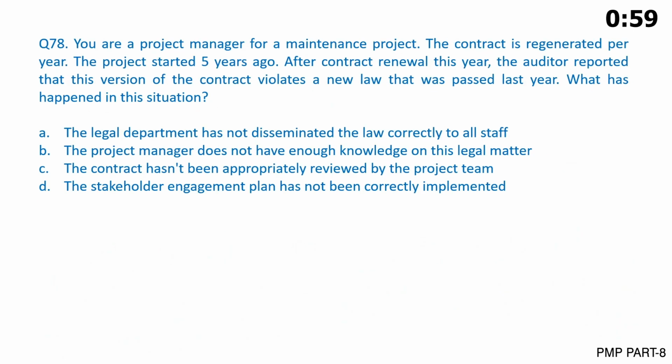You are a project manager for a maintenance project. The contract is regenerated per year. The project started 5 years ago. After contract renewal this year, the auditor reported that this version of the contract violates a new law that was passed last year. What has happened in this situation?